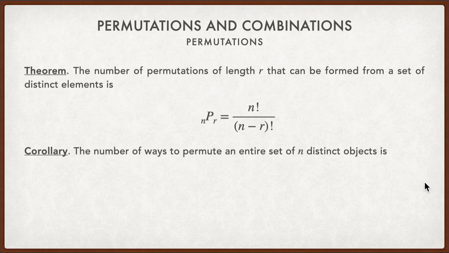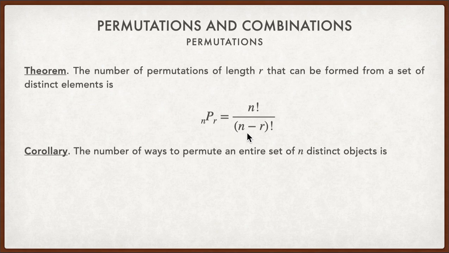Maybe it may be a lesser theorem taken from one original theorem. So a corollary: the number of ways to permute an entire set of n distinct objects. If you're going to permute or arrange all n distinct objects, you're going to substitute n to be equal to r.